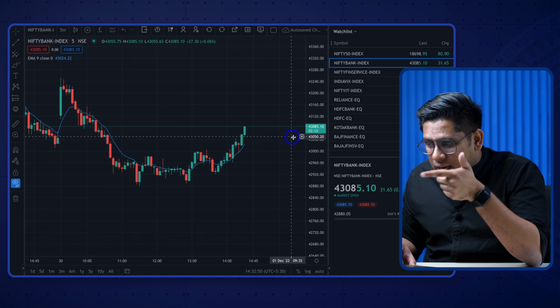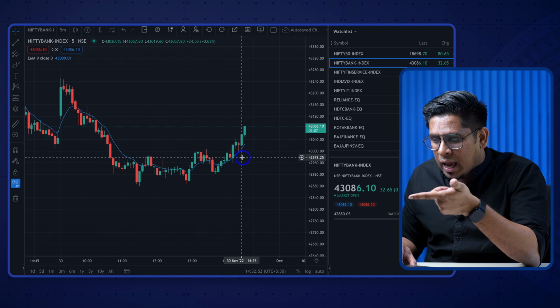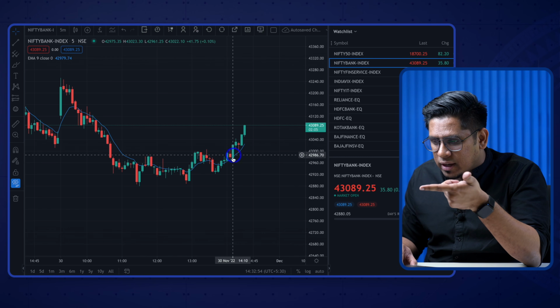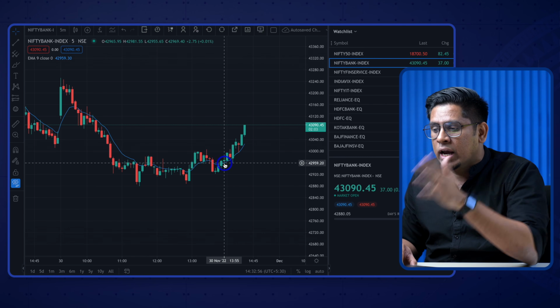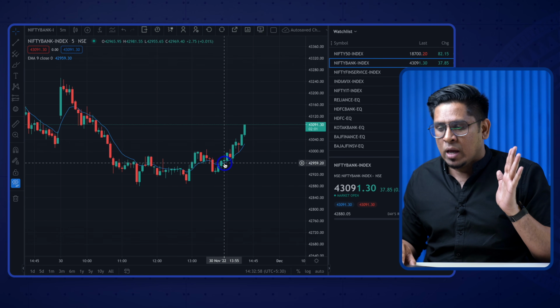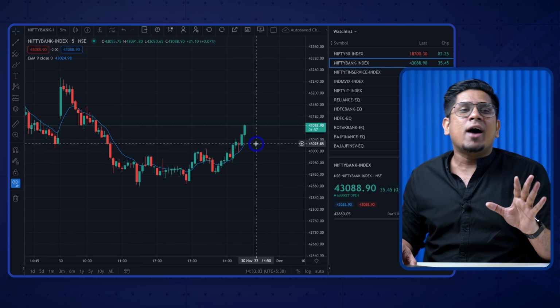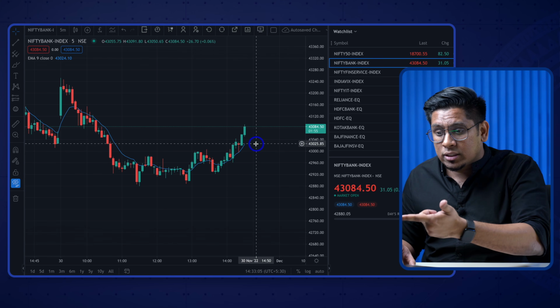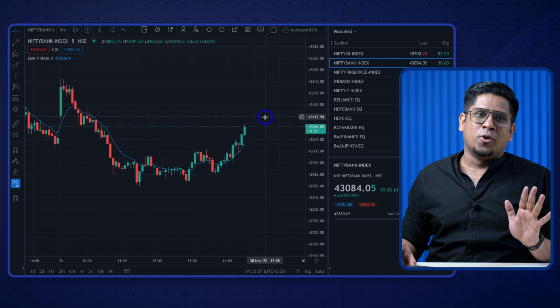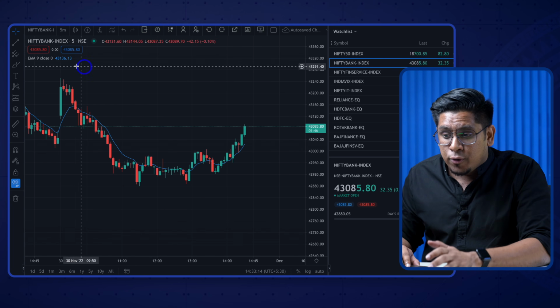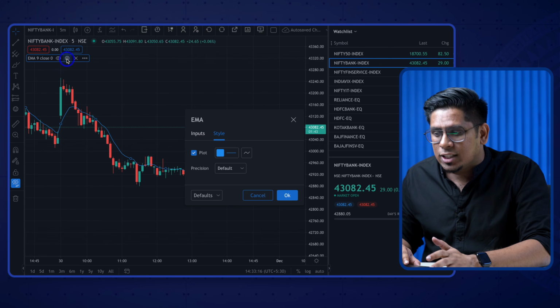And you can see, currently Bank Nifty is at 43,080, and 1, 2, 3, 4, 5, 6, 7, 8, 9 candles before it was at 42,960. So it moved up so much, and over this period of 9 candles, the average is somewhere nearly, how much is it saying? 43,024. Very clear?